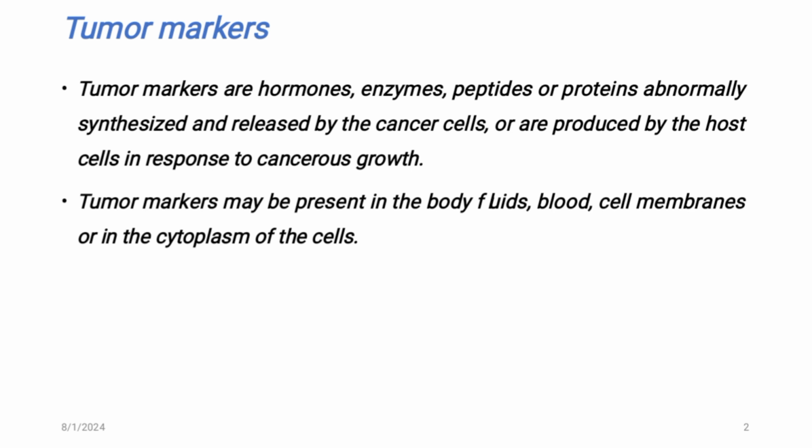Tumor markers are hormones, enzymes or proteins abnormally synthesized and released by the cancer cells, or produced by the host cells in response to the cancerous growth. So we can say that tumor markers can be hormones, enzymes, peptides or proteins. And when are they produced in the body? They are produced when the cancerous growth occurs in the body and the host cells produce them in response to those cancerous cells.